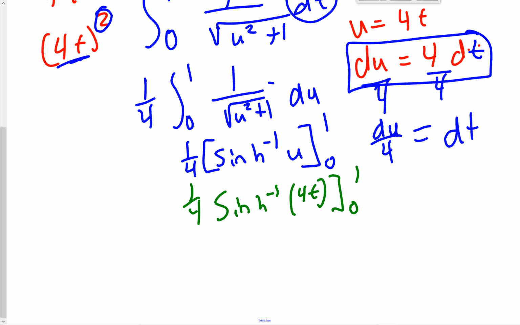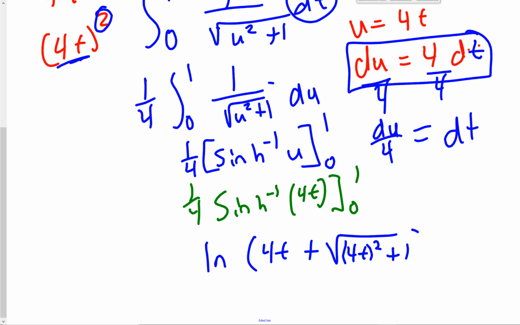Now I can actually write what inverse hyperbolic sine is, which that list is on 465. So that is ln of my x, which is 4t, plus square root of my x squared, which is 4t squared, plus 1. And then I have to plug in 1 for my t, and then subtract, plug in 0. So ln of 4 plus square root of 4 squared plus 1.